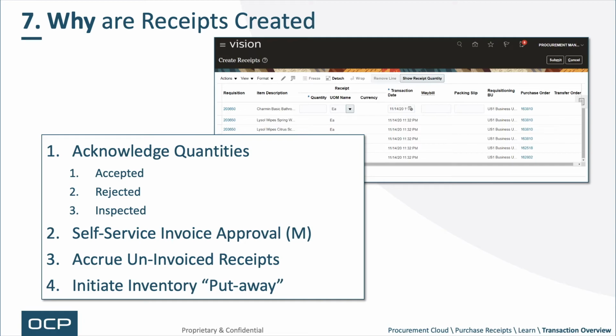Okay, you're going to accrue uninvoiced receipts. Here we've got this big service. The supplier or vendor hasn't sent us an invoice yet, but we really need to accrue the service. We can use a receipt to do that. And then one of the other important whys is to initiate a transaction in materials management or inventory called a put away. We've received something, and that something needs to be put away into inventory. It's why your requisition business unit often links to an inventory organization. It needs to know where it's being put away.